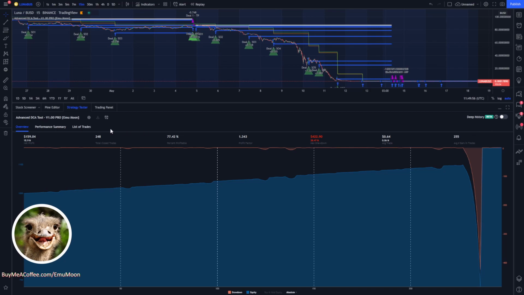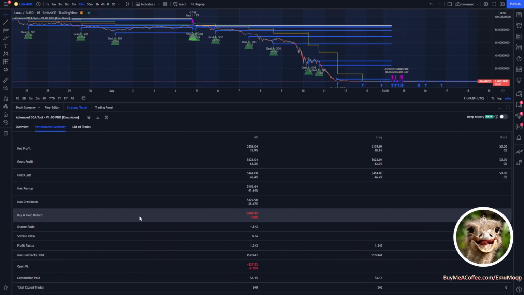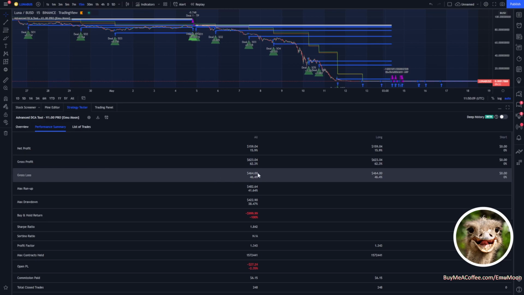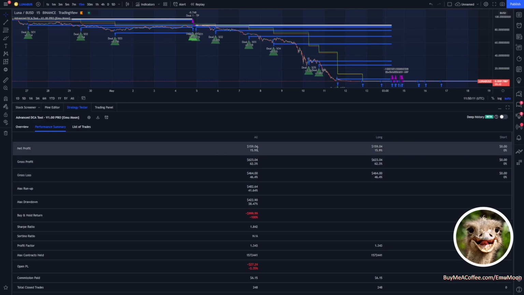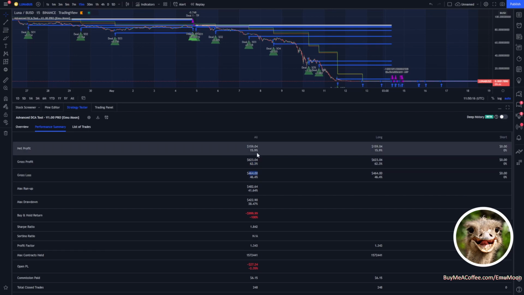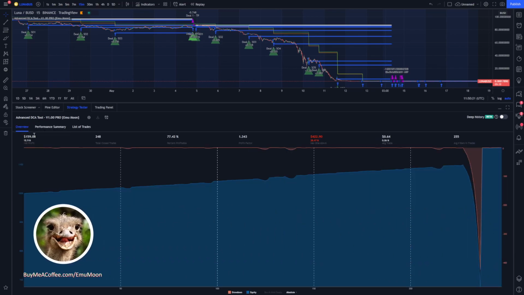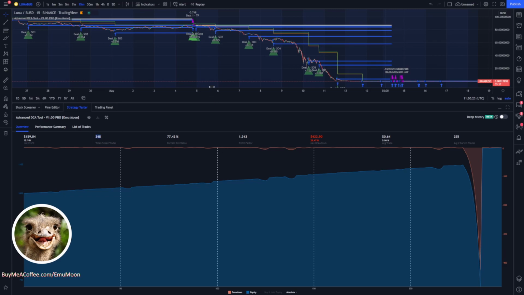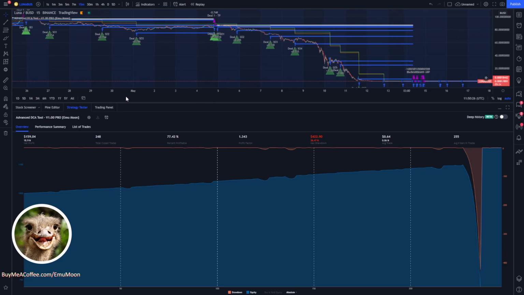Whereas if you was to go into performance summary and look at buy and hold return, here we go, buy and hold, negative 100%. You've lost your entire investment. Admittedly, you have got a gross loss of $464, but your gross profit outperforms your gross loss, which means you end up with a net profit of $160 here. Again, we've had 248 trades in the time span that we're looking at. We're on a 15-minute time scale. 77% of all the trades that have been performed, which is 77% out of all of these, have been profitable.